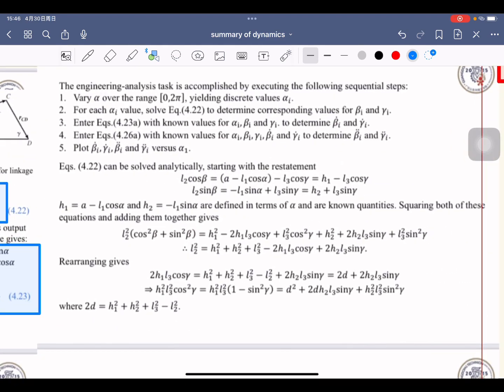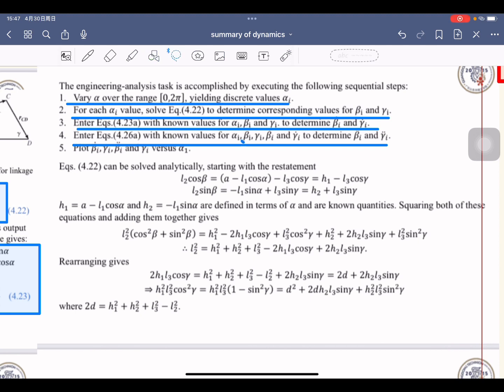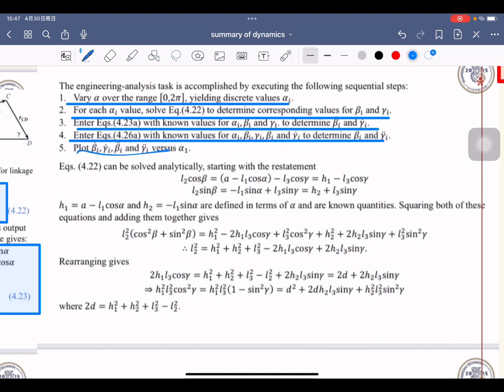You will find that the engineering analyzing task is accomplished by executing the following sequential steps. First one is vary alpha over the range 0 to 2 pi. We should notice the range of that. And the second one is for each alpha I value, solve equation 4.22 to determine corresponding values for beta I and gamma I, and enter equations with known values for alpha I, beta I, and gamma I to determine beta I dot and gamma I dot, and plot that. And the following we do not need to see, because it's just simplified processes.